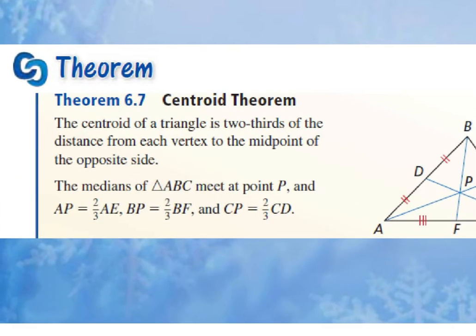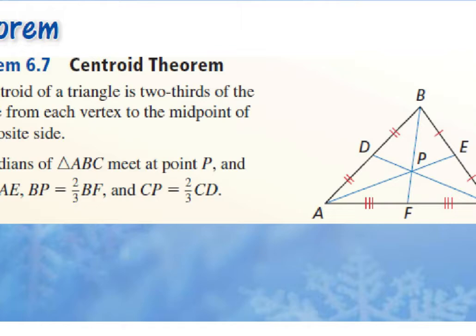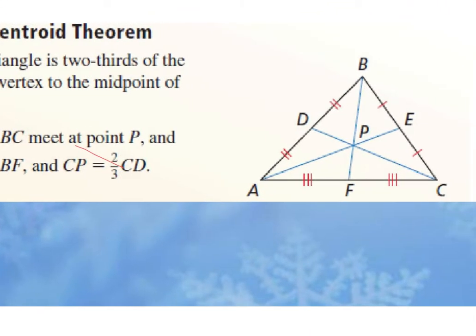So what we're going to do to remember this is we're going to fill in which portions are 2/3 and which portions are 1/3. From the vertex to the centroid, that's going to be 2/3 of your whole length. So from B to P, this will be 2/3. From P to F, this will be 1/3 of the length. From A to P, this will be 2/3. From the vertex to the middle, or the centroid, from P to E, this will be 1/3. From P to C, this will be 2/3. And from P to D, this will be 1/3.